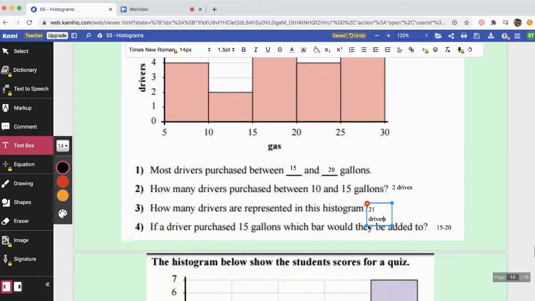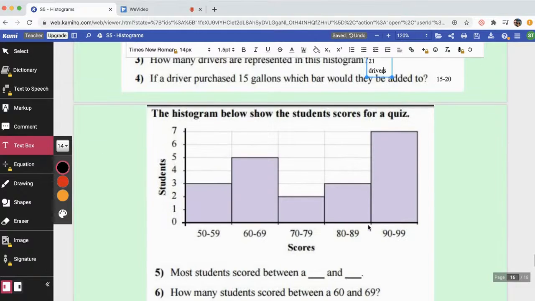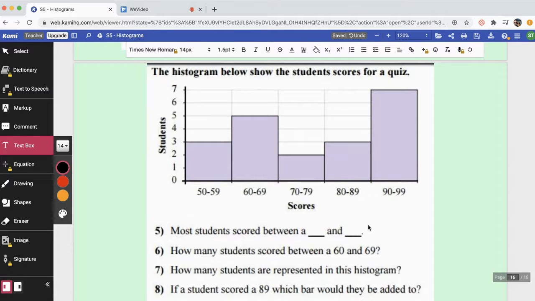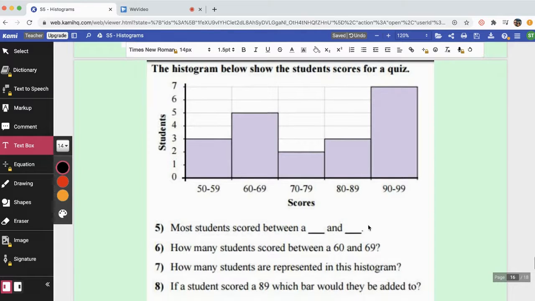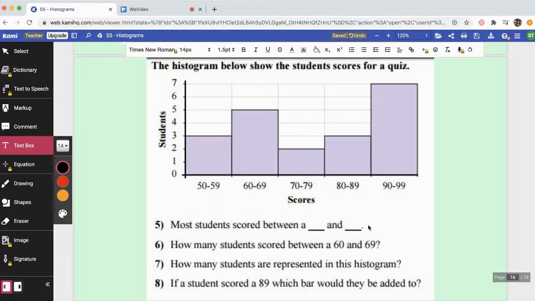All right, would you go ahead and try this one on your own? Put it on pause and see if you can interpret this information all on your own, and then come back and check.